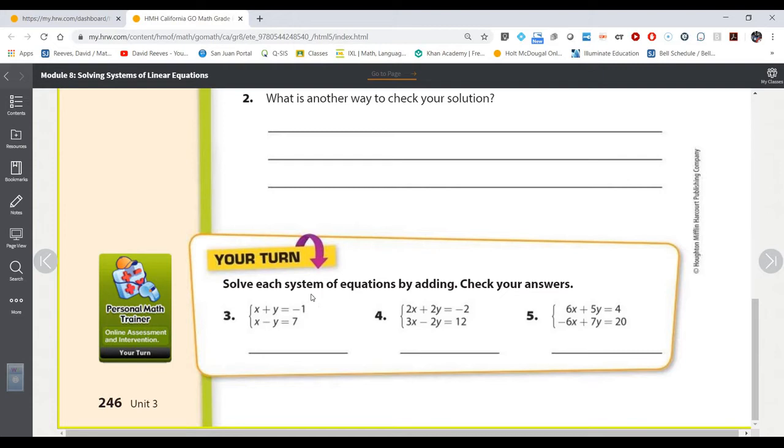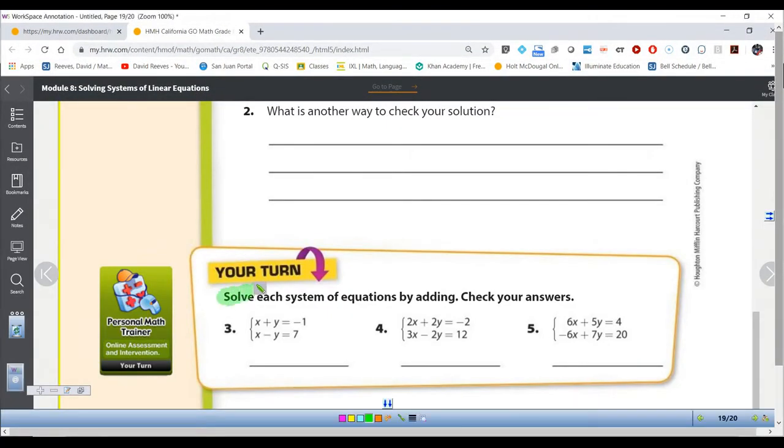So my goal is to solve. Remember, solving a system is finding the value of x and y that makes both equations true. So we're looking for an x and a y that will add up to negative 1 and subtract to equal 7. Now we could graph these lines and see where they cross, or we could use the substitution method, but we're going to try to use elimination. Specifically, we're going to use for these problems addition.